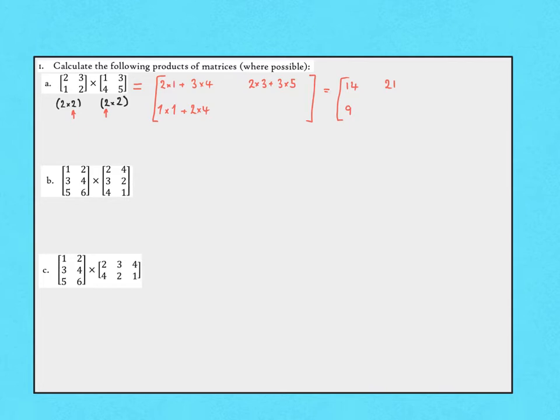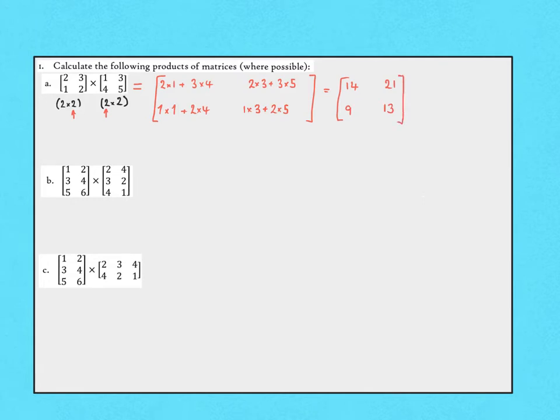And finally, to get the bottom right, we take the bottom row of the first matrix and multiply it by the right-hand column, so that will be 1 times 3 plus 2 times 5, which is 3 plus 10, which is 13.